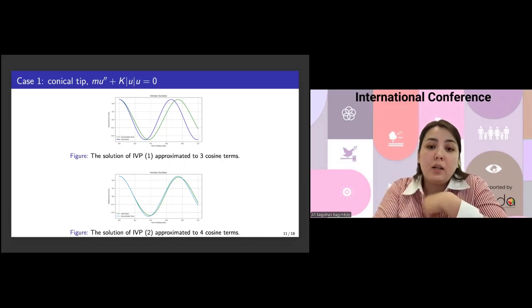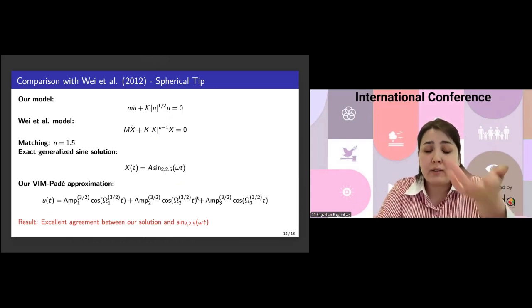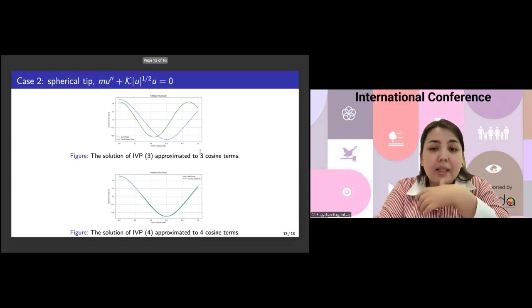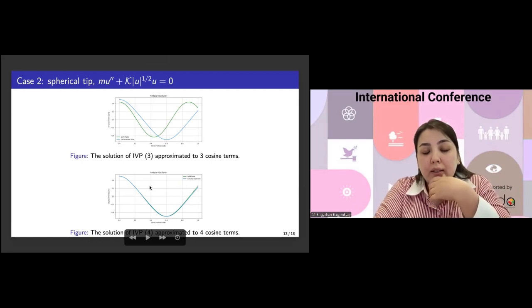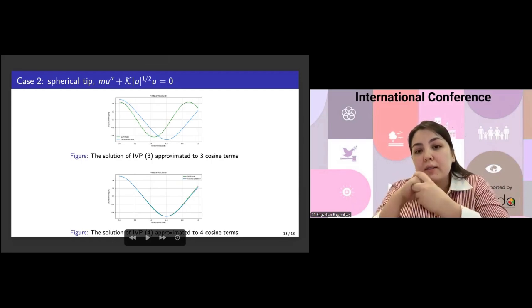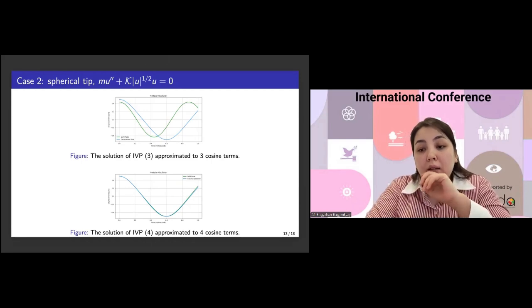These graphs are for the spherical tip, and in the same way we compare with the exact generalized sine solution. The first graph shows the approximation with 3 cosine terms, and here, if you look, in this case we have the 4 cosine terms approximation, which is compared with the generalized sine function. By the graphs we see that it's validated.